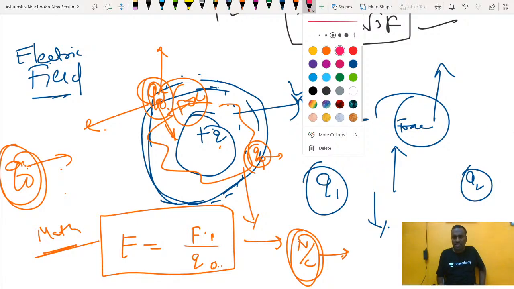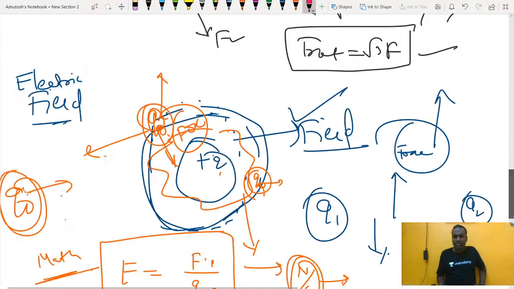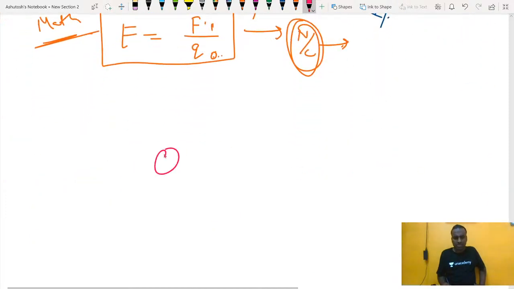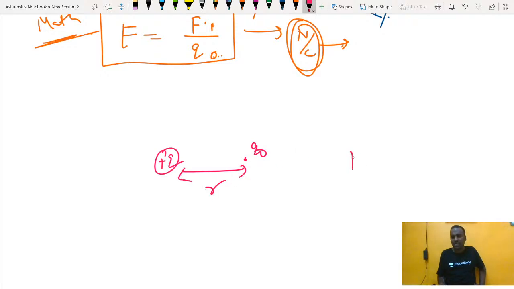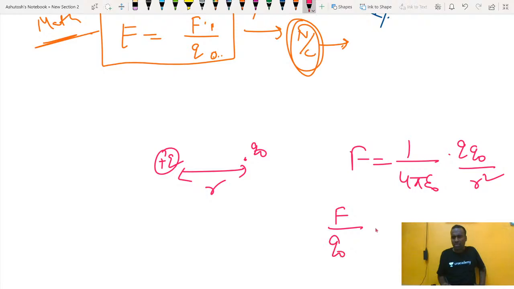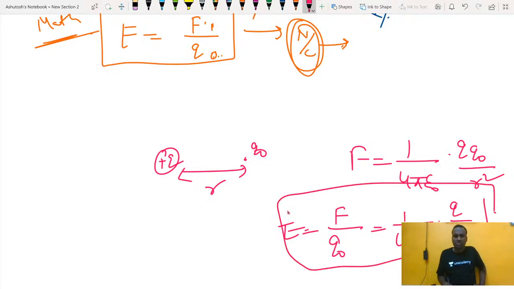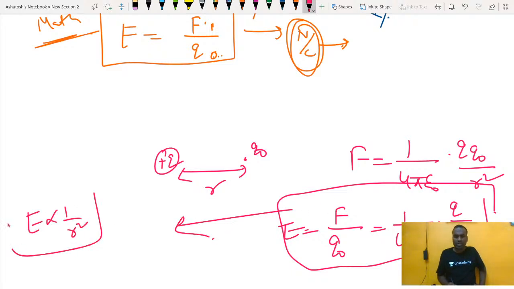If we consider two charges, Q and Q naught, here the source charge is plus Q, and at this point the charge is experiencing a force. Then the force between the two charges we can write as 1 by 4 pi epsilon naught Q Q naught by R square. When I bring the charge Q naught, the force per unit positive test charge, it experiences an electric force. So that is 1 by 4 pi epsilon naught Q by R square. So this is, students, the electric field due to a point charge, which is inversely proportional to R square.